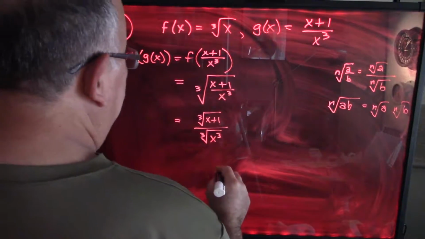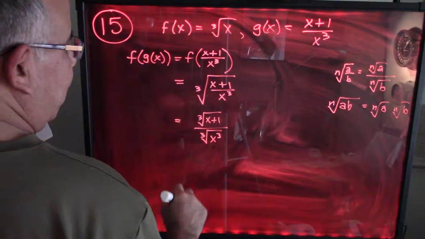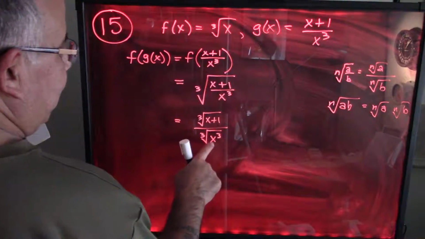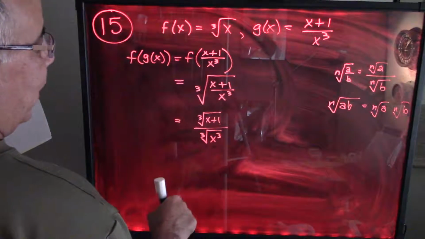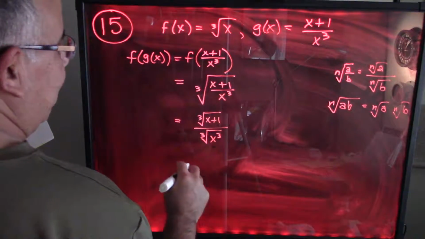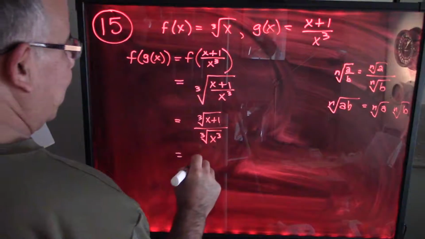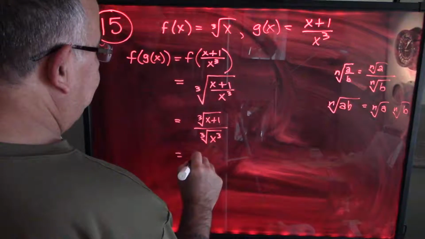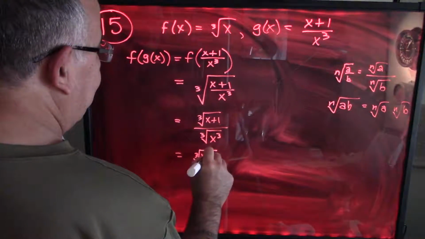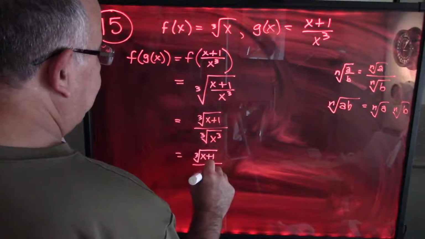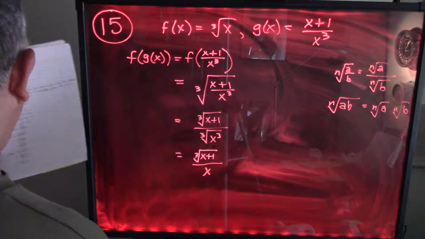So, anyway, the cube root of x cubed is just x. This is basically x cubed to the 1/3 power. Cube root is like 1/3 power. Now the numerator can't be simplified any further, so we leave it: the cube root of x plus 1, over x.